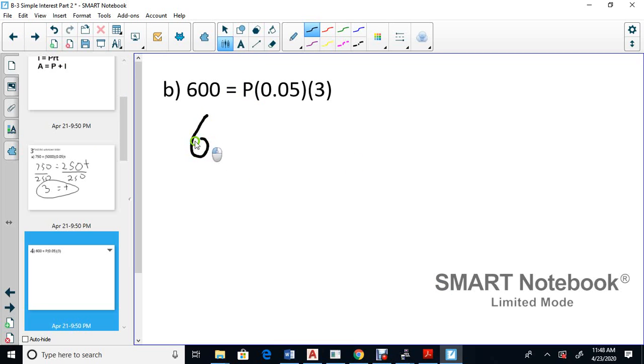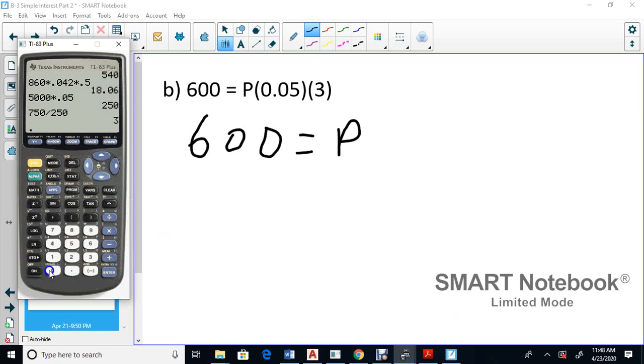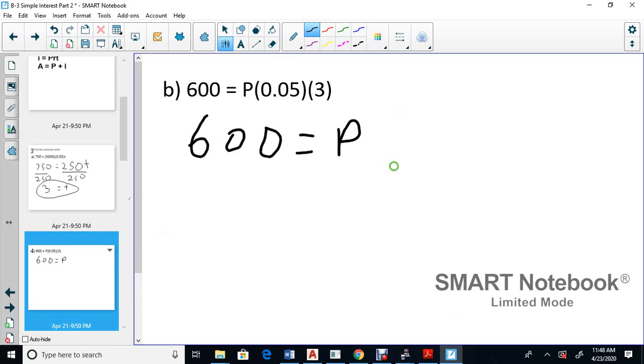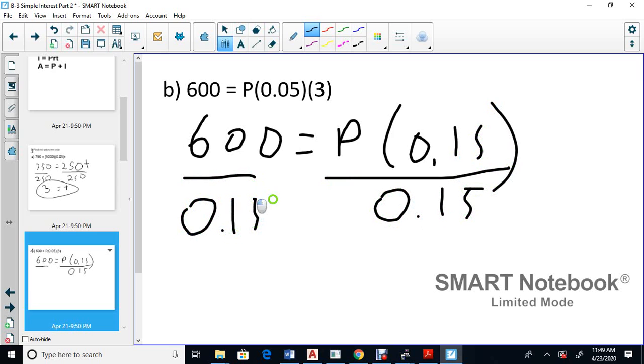Next. Oh, now let's find P. So same thing, we're going to go 600 equals, and then we're going to multiply these numbers right here. We're going to put P, and it's going to be multiplied by those two numbers. So let's go back to our calculator here, and we go 405 times 3, and you get 0.15. Now we're going to divide by what's beside the letter always. So we're going to divide by 0.15 on this side, and we can figure out what P is.